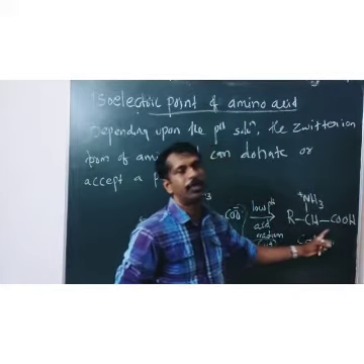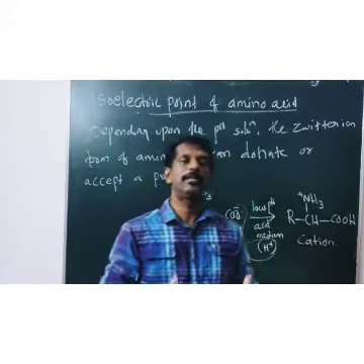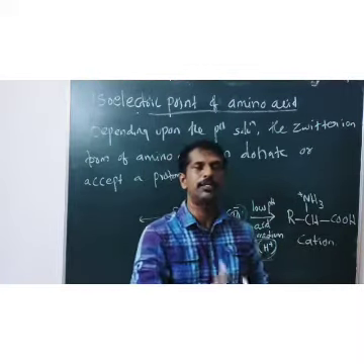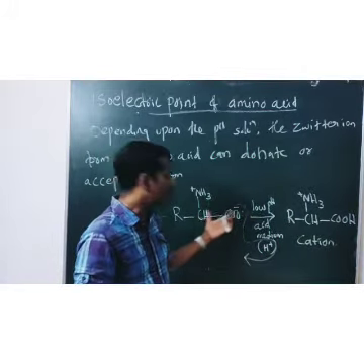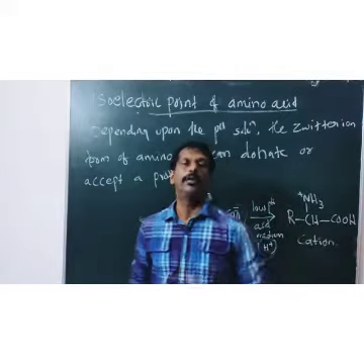Low pH cation. At a low pH we get a cation. What do you mean by low pH? Low pH means acidic medium. Acidic medium means below 7. In the acidic medium, what will happen to the zwitterion? The zwitterion will accept a proton from the acid and it will change into a cation.